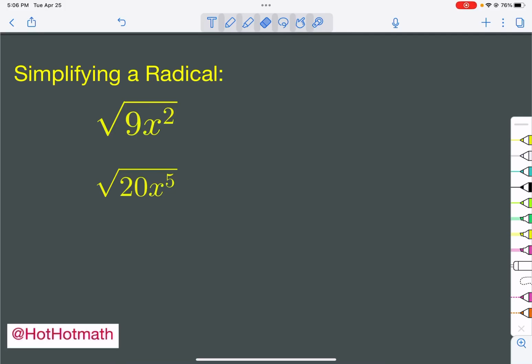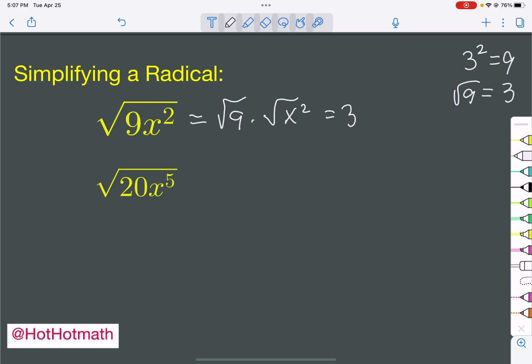In this video, we are going to practice simplifying a radical that contains both numbers and variables. So let's look at our first one. If we have a square root on top of a number and a variable, technically, we can look at each individual piece. Now, the square root of 9 is just 3. Now, why is that? Well, 3 squared is 9. So the square root of 9 goes backwards and is 3.